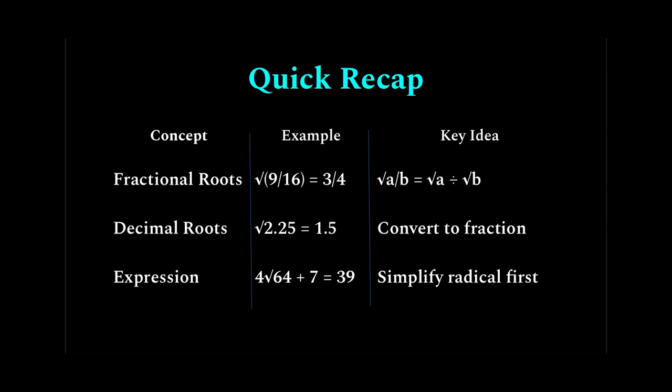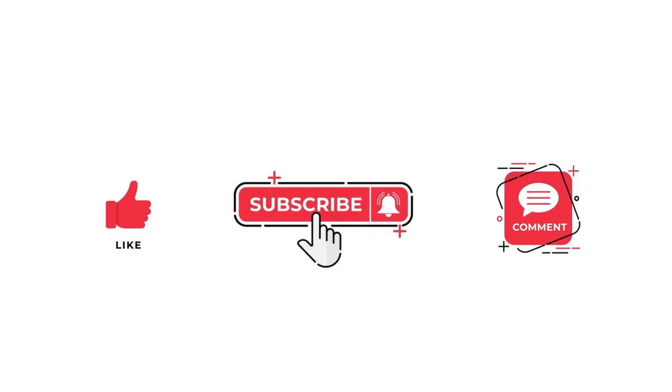Same rules apply for fractions and decimals. In decimals, we're still looking for the square root of the numerator and denominator. To make it easy, we can convert the decimal into a fraction and then find the square root of the numerator and denominator. And when we have an expression, we will simplify the radicals first, then solve, following the order of operations. Pat on your back, you made it to the end.